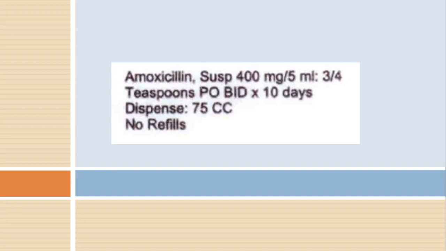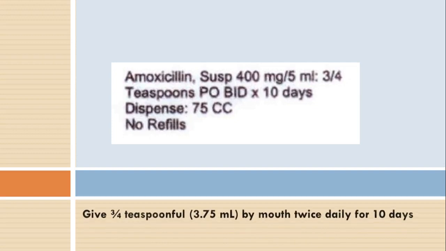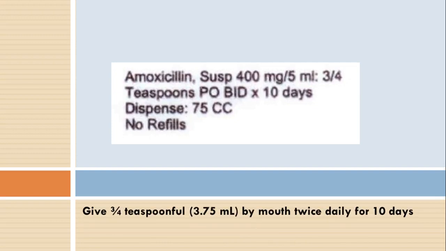And in this case, it says 3/4 of a teaspoon by mouth, BID, for 10 days. In the end, that is, take 3/4 of a teaspoonful by mouth twice daily for 10 days. Now you notice I went ahead in the directions here on the slide and I converted it to milliliters as well as saying 3/4 teaspoon, and I always think that's a good idea. We'll get into the math behind that later, but I really think it's a good idea.